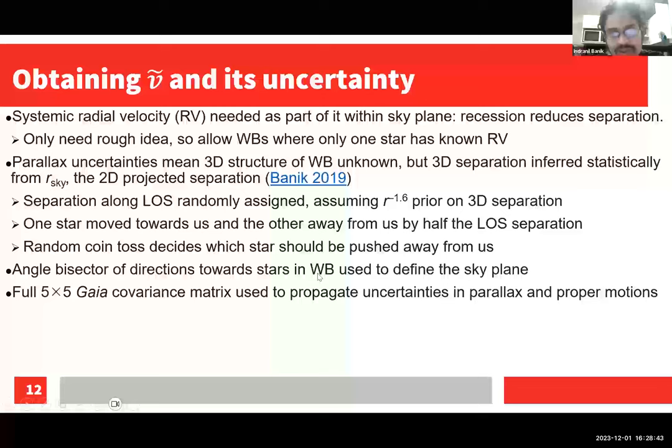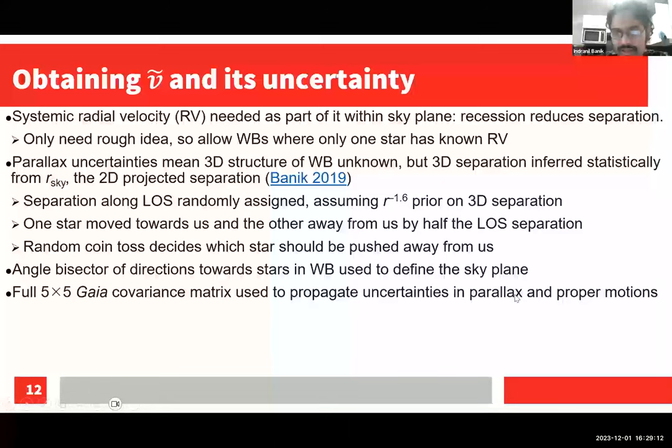Then when we talk about velocities within the sky plane, what we mean is we try and get the 3D velocity as accurately as possible, and then we project into the sky plane, which is defined as the plane whose normal is the angle bisector of the directions towards the two stars in the wide binary. Then we use a full Gaia covariance matrix to propagate uncertainties in the parallax and proper motions.